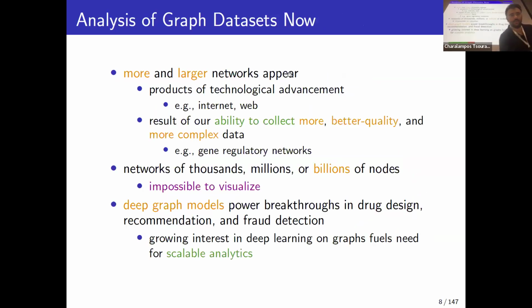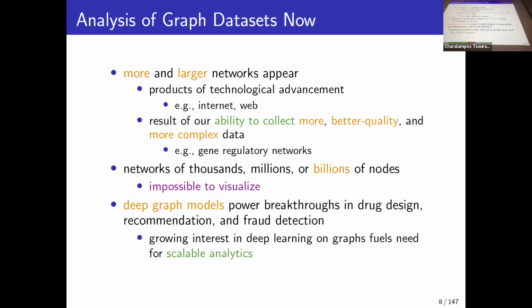But nowadays we have more and larger networks, and these are products of technological advancement, ranging from pure technology to biology to brain scans and so on. So we have to deal with graphs that have, I would say, close to trillions of edges nowadays. But billions of edges is a common workload.